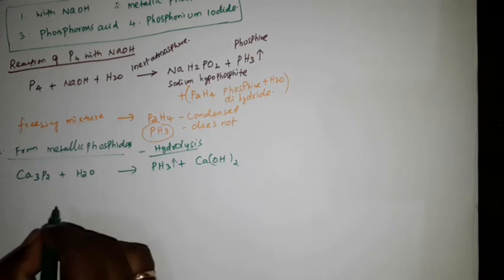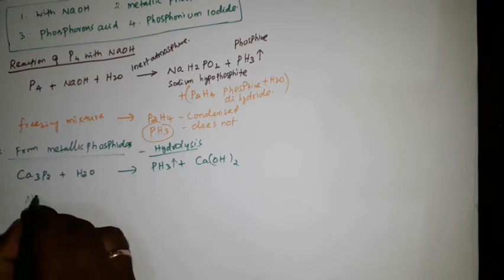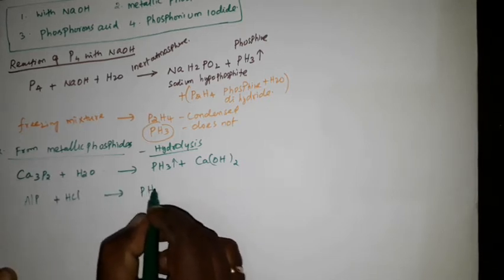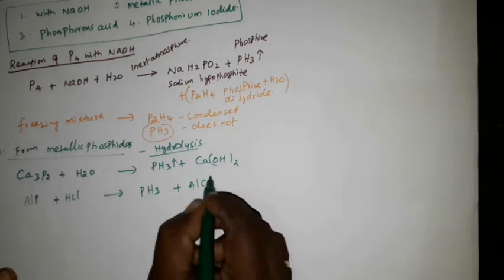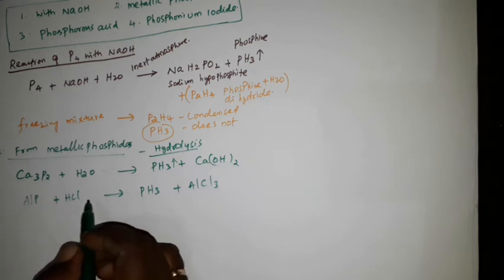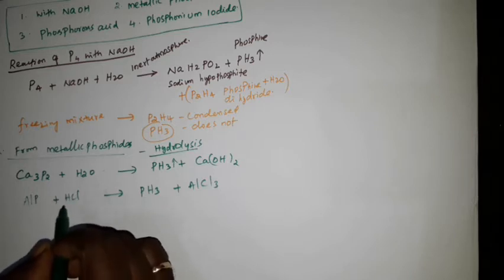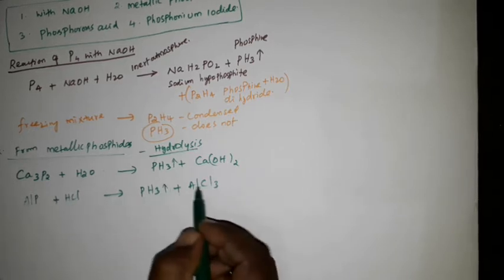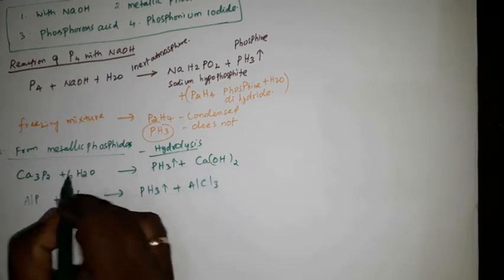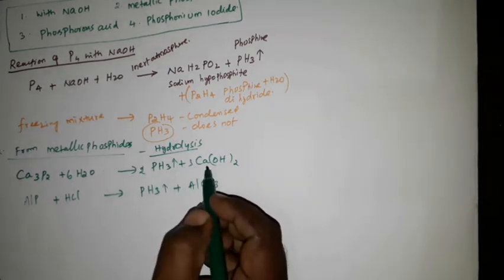Also, we can add aluminum phosphide plus hydrochloric acid, and we are getting phosphine, PH3, plus AlCl3. So aluminum phosphide, I already told you that in hydrolysis it can be allowed to react with dilute mineral acid, that is HCl. We are getting phosphine plus AlCl3. Clear? Now balance the equation. In the first equation put 6 here, here put 2, here put 3. Now the equation is balanced.